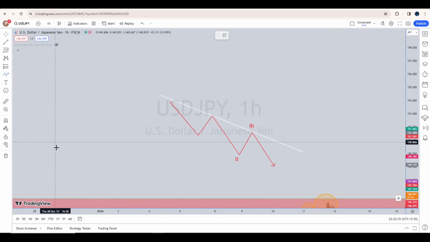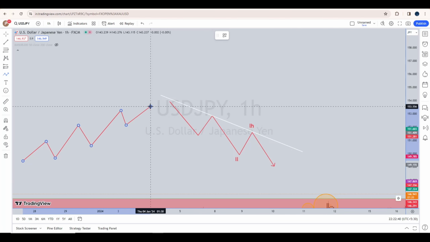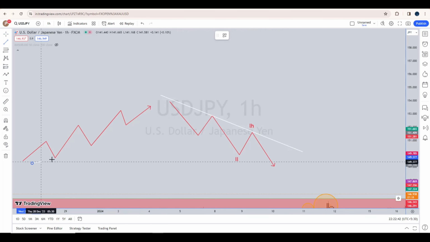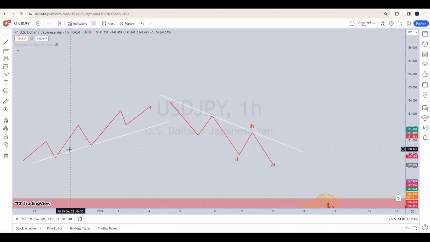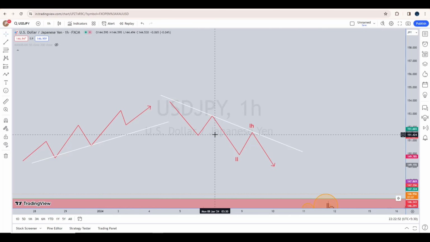Okay, and in the uptrend you will draw a trend line below the price on this area. Okay, so always remember this point. In an uptrend you will always draw a trend line below the price, and in a downtrend you will draw the trend line above the price.